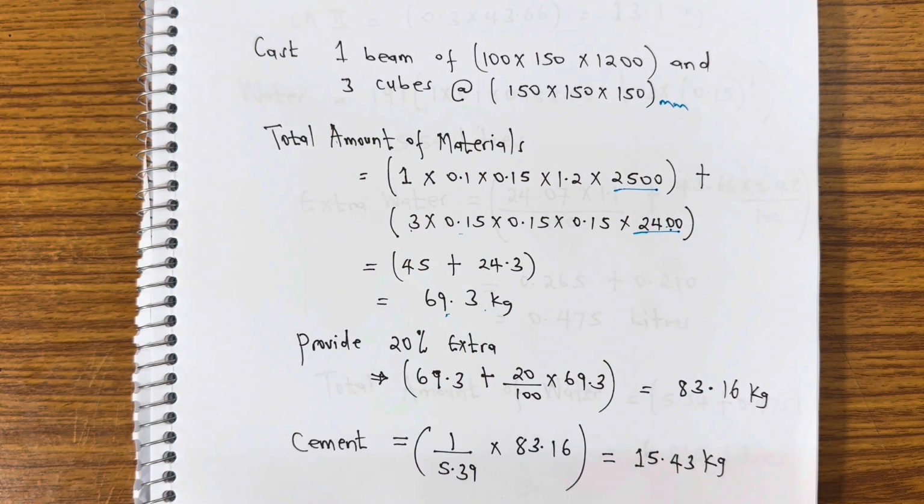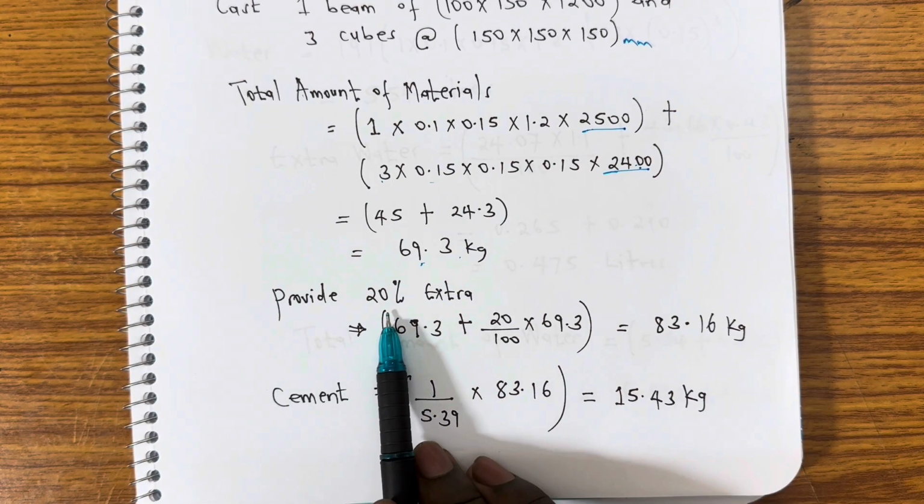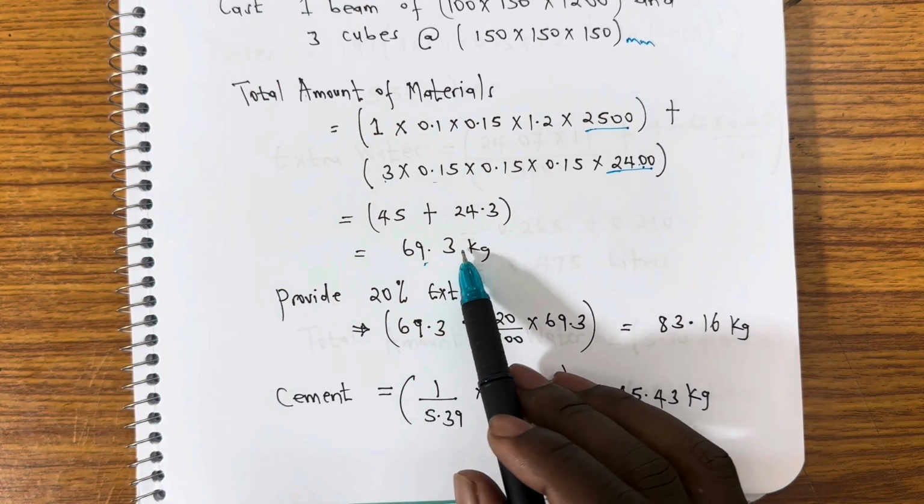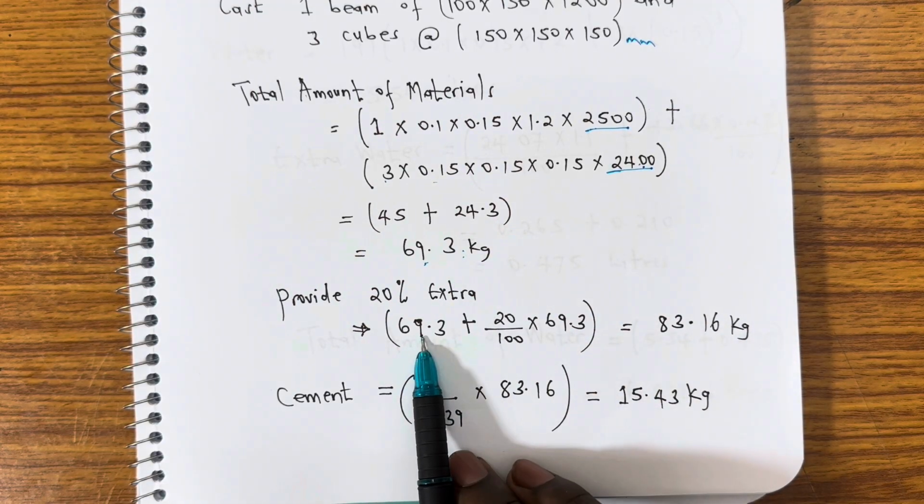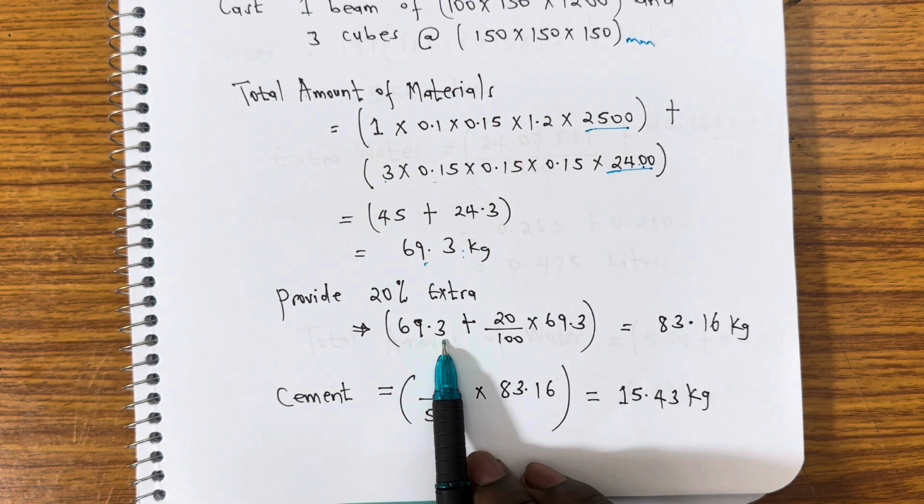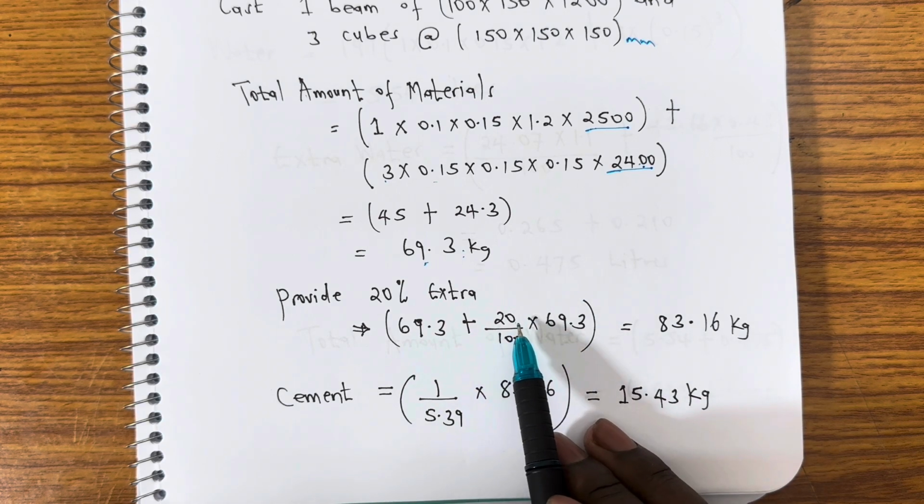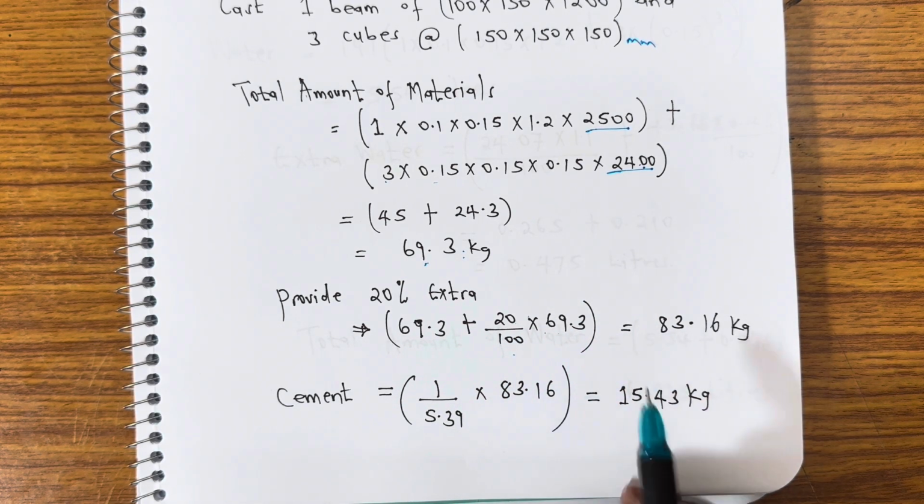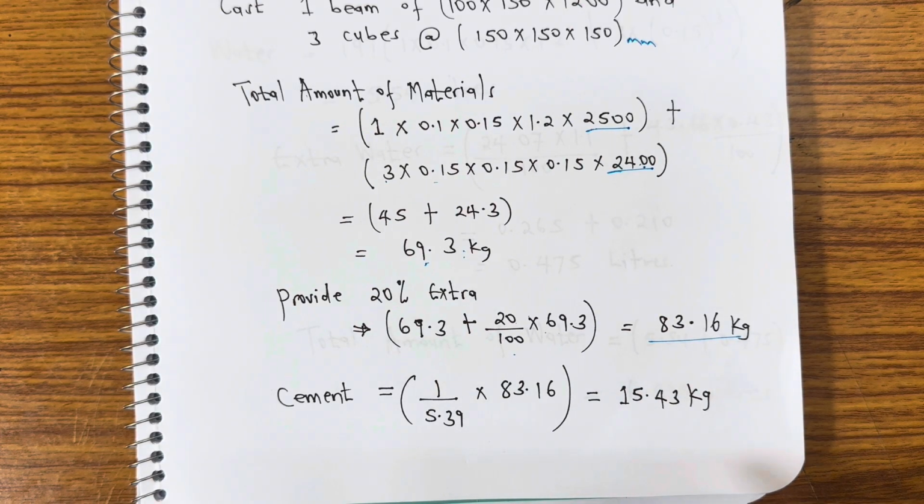Now, you have to provide extra. We provide 20% extra. And this 20% extra is 20% of the total material. So we have 69.3, which is the total amount. 20% of that is 20 by 100 times 69.3. The answer is 83.16. Now, each material, what should be the amount that I should measure?